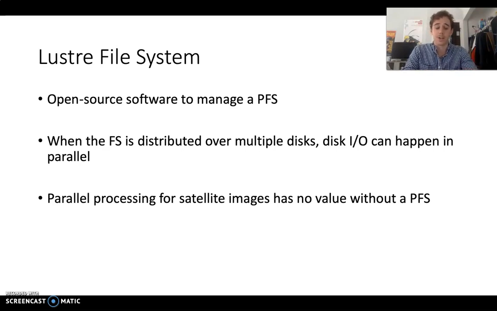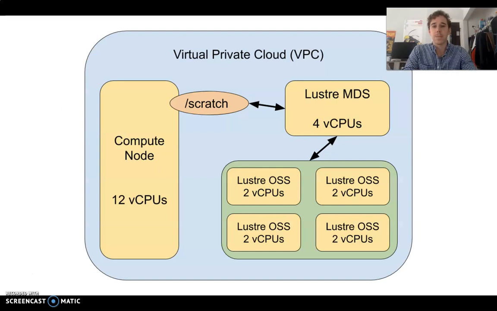Ultimately the goal was that for these satellite images, if I add a parallel file system, I should see speedups on a cluster. If you look at the Lustre MDS and Lustre OSS nodes on the right, the file system is distributed over 4 OSS nodes, and it's managed by that MDS node. I could then mount that on other computers. So I had a compute node with a scratch directory.